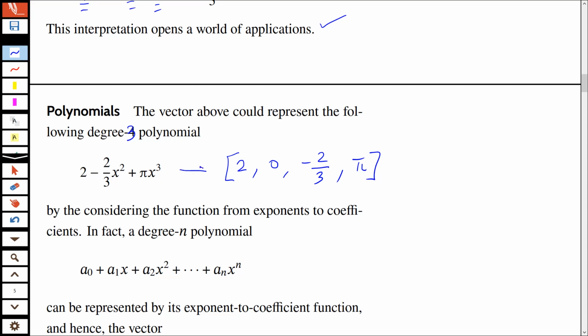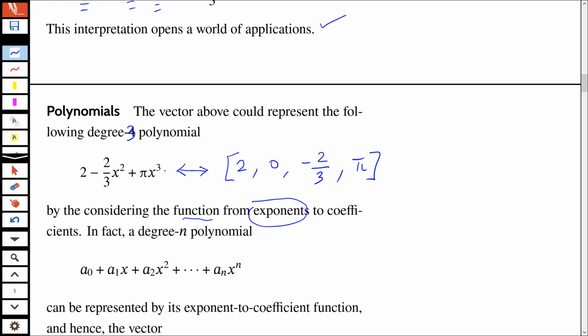If you observe, there is a very clear correspondence between this polynomial. So if you consider a function from the exponents to coefficients, this pi is the coefficient corresponding to the exponent 3. This minus 2/3 is the coefficient corresponding to the exponent 2. Exponent 1 has no coefficient, actually 0 coefficient, doesn't appear. And 2 corresponds to x to the 0th.